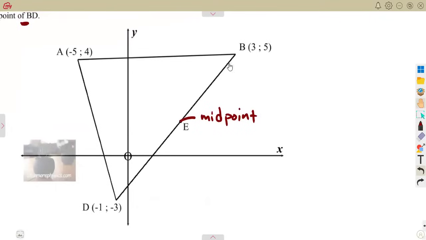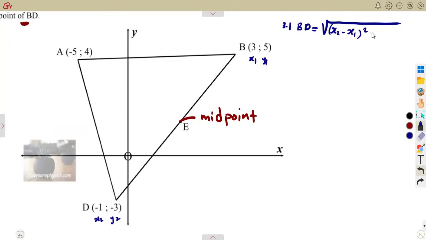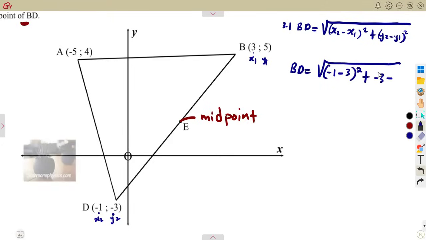So the length of BD, we have got our line BD, guys, here. I'm just going to call this X1, Y1, and this X2, Y2. So the length of BD can be calculated. Remember our distance formula: it's going to be the square root of X2 minus X1 squared plus Y2 minus Y1 squared. So X2 is minus 1, minus X1, which is 3, squared, plus Y2, which is minus 3, minus Y1, which is 5, squared. That is going to give us the length of BD.